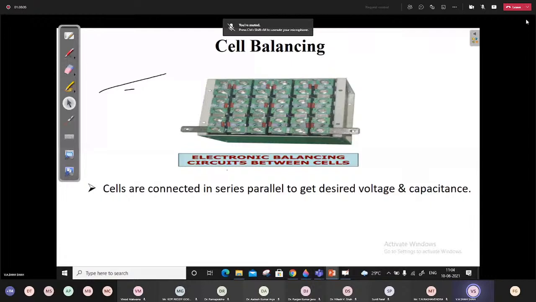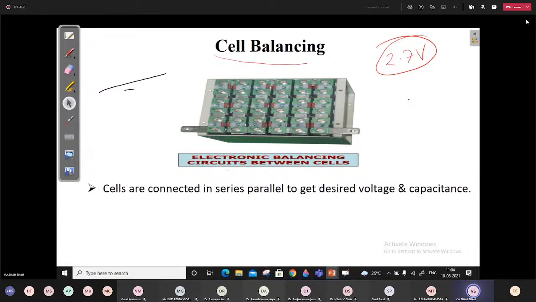The most important thing is a cell balancing circuit, as the supercapacitor cell voltage is 2.7. To have, let's say, a 16 volt supercapacitor, you need six supercapacitors connected in series to get 16.2 volts. It means that we have to connect six supercapacitors in series. So cells are connected in series as well as parallel to improve current capability and to get the desired voltage, capacitance and current.